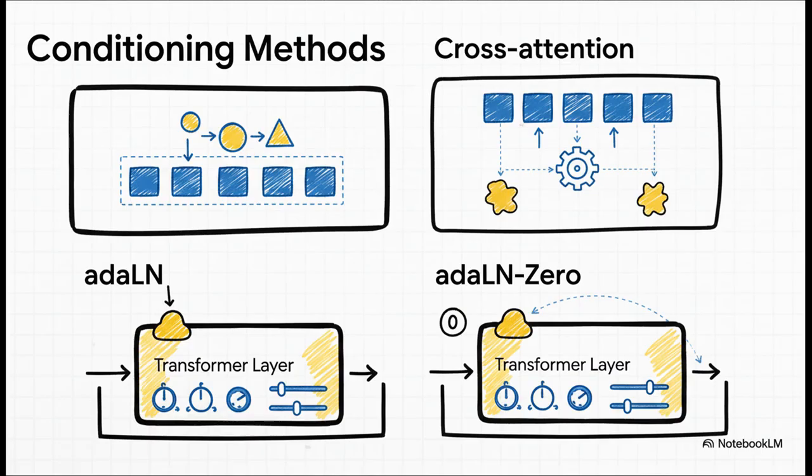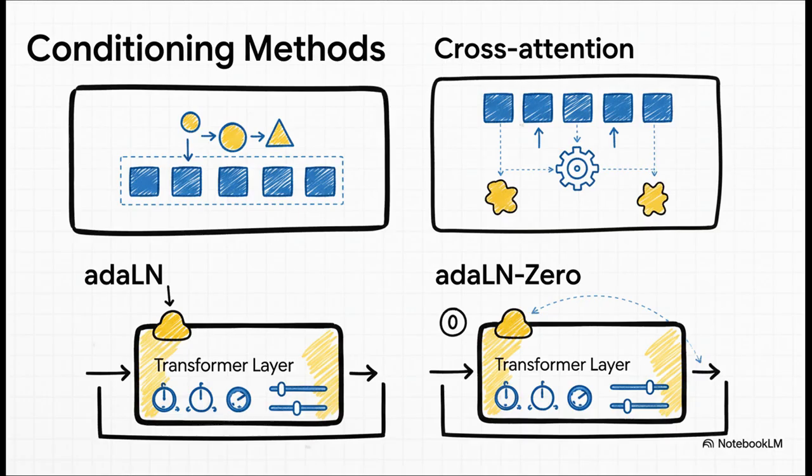So the team basically ran a bake-off between 4 different methods. The first one is super straightforward, just tack on the conditioning vectors as extra tokens at the start of your sequence. Simple enough. The second approach was to use a dedicated cross-attention block, kind of like in a classic encoder-decoder transformer, a bit more complex. The third idea was way more elegant, adaptive layer norm, or AdaLN.